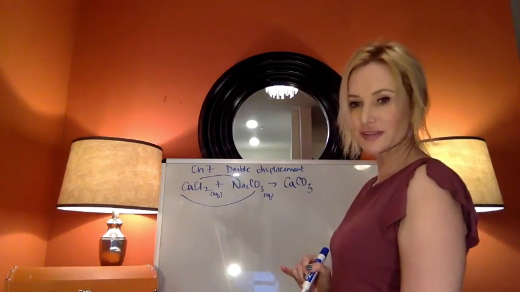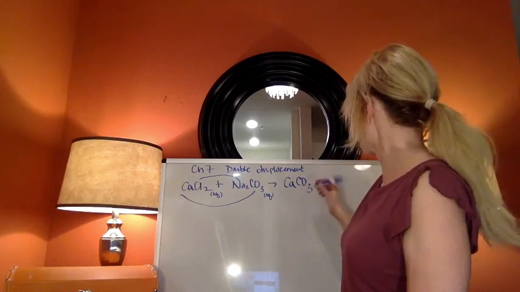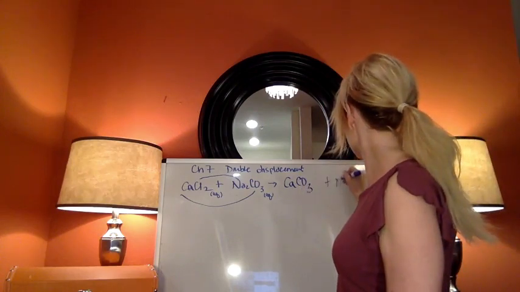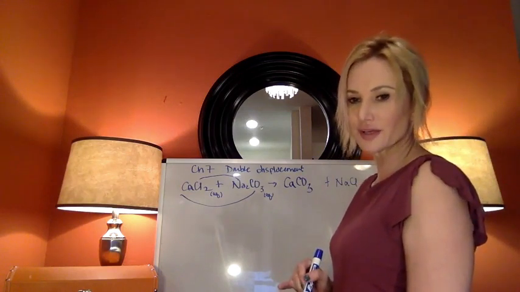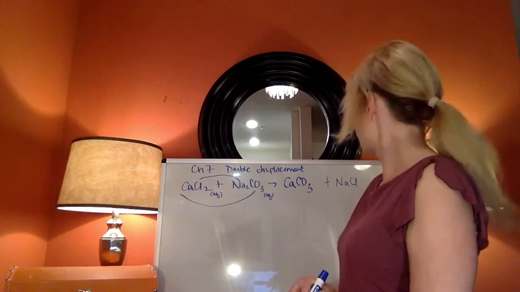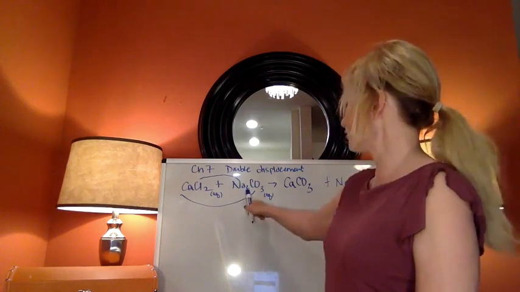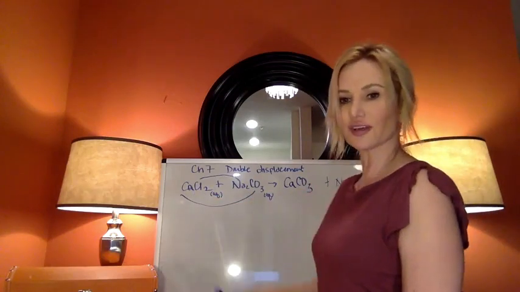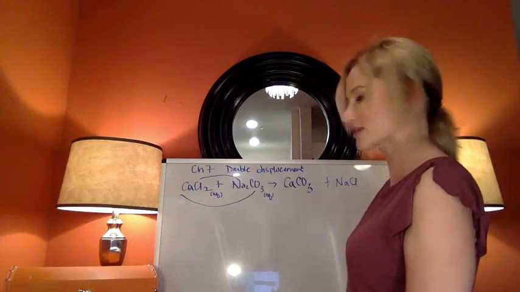Calcium is +2, carbonate is -2. So those go together 1 to 1. Sodium is +1 and chloride is -1 based on the groups that they're in. So again, those are 1 and 1. It doesn't matter that you had 2 sodiums over here and 2 chlorides over here. You have to balance the charge first, and the charges do not change in these reactions.